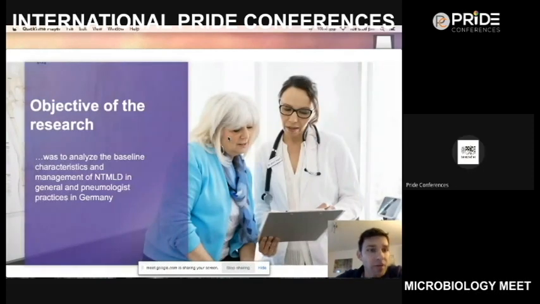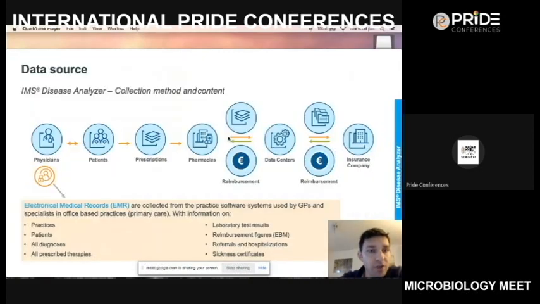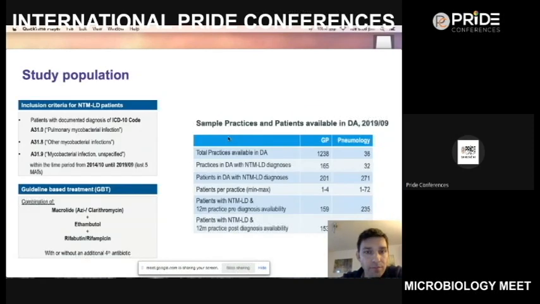The objective of the research was to analyze the baseline characteristics and management of NTM in general and pulmonologist practices in Germany. Going to results, we used IMS Disease Analyzer as a data source. This is a database of electronic medical records that are collected in practices and capture data on patients' diagnosis, prescribed therapies, laboratory test results, and referrals and hospitalizations.